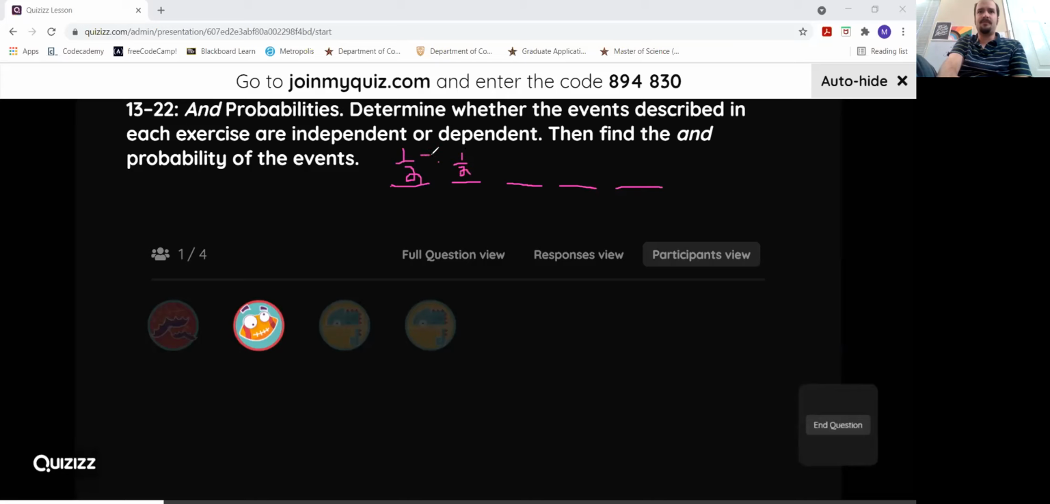And so I guess my question is, is getting 5 heads going to be more or less rare than getting 1 head? And what do I do to these probabilities to combine them? So this was the and statements.